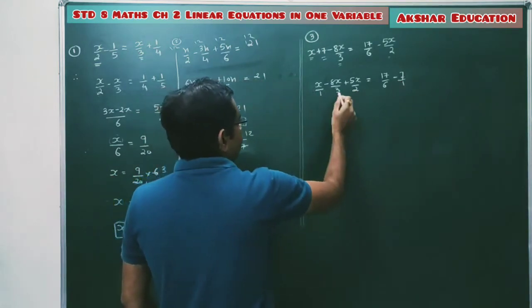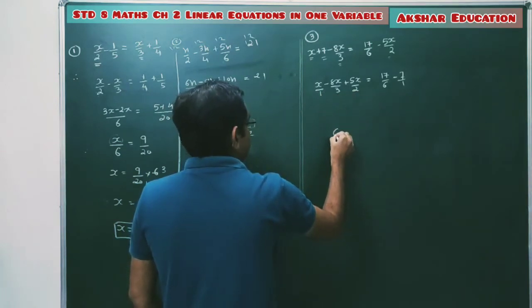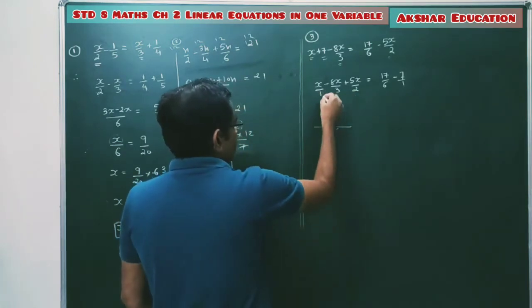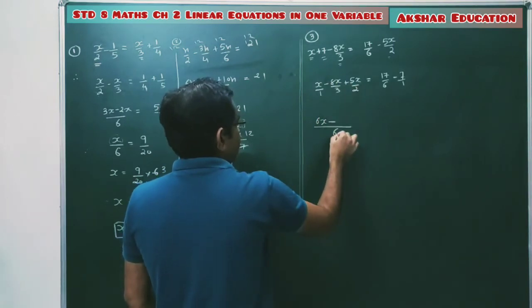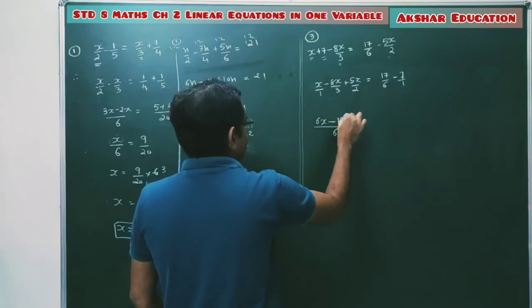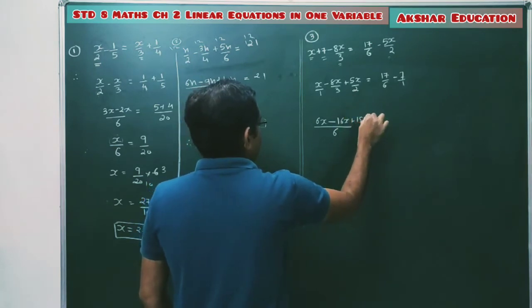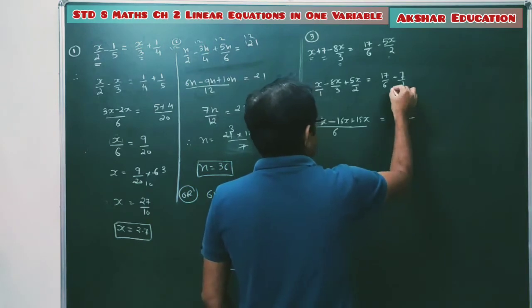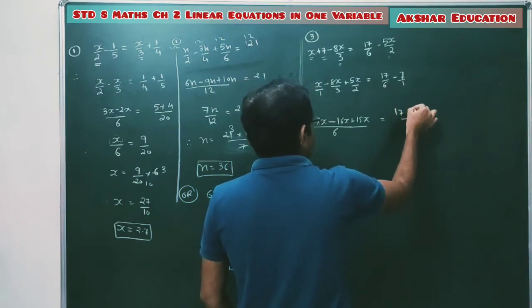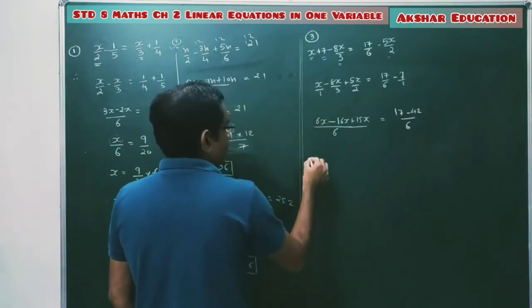For the simplification of this left hand side, the LCM of 1, 3 and 2 is 6. 1 6 is 6, so it's 6x. Minus, 2 3s are 6, 2 8s are 16x. 2 3s are 6, 3 5s are 15x. Done. On the right, the LCM is 6, 6 1s are 6, so it's 17. 6 7s are 42.